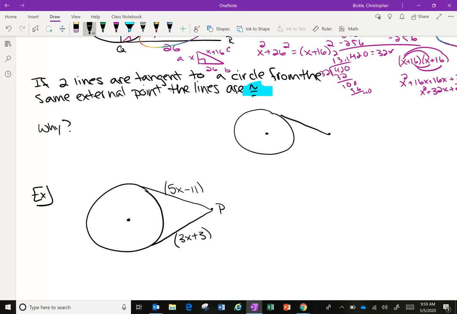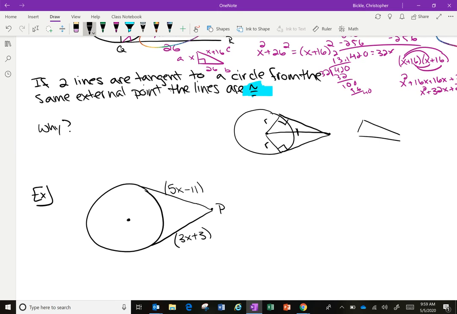If I had two lines that both go like that, and then that goes there, and that goes there, and that goes there, I know that both of these are a radius. I know that both of these are right angles because they're tangent. I know they don't look like it, but that's because I drew it wrong. I also know this side is reflexive. So what we really have there is two right triangles.